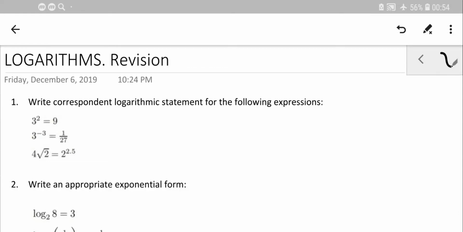Okay, so we're going to go through logarithm revision, and we are going to revise some basic operations. Make sure you watch the very first video about logarithms, and make sure you understand exponents. Logs and a to the power of x equals y, exponents, are very interrelated. That's why you need to understand how exponents work before you start doing logs.